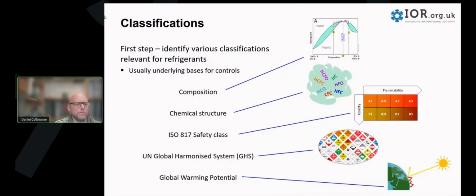So first of all, in terms of classifications, a few that we've picked out here are those listed here. And it's very important, or we chose to talk about these different classifications because they lead to the underlying bases for the different controls that we, as an industry, are subjected to. So, okay, first is the composition.